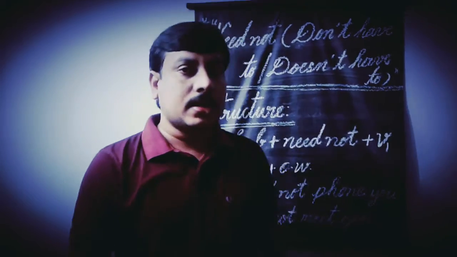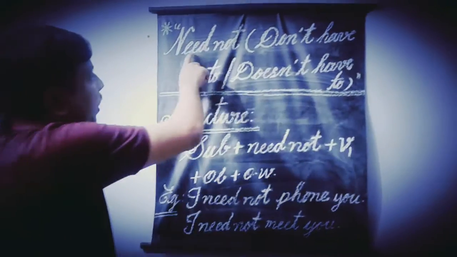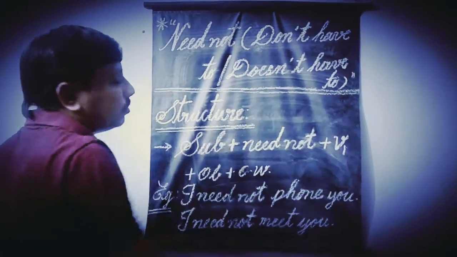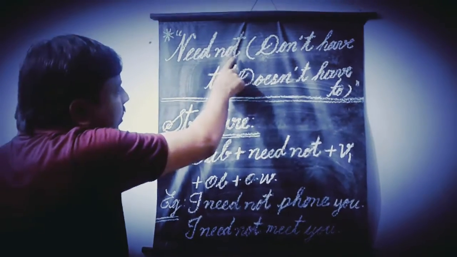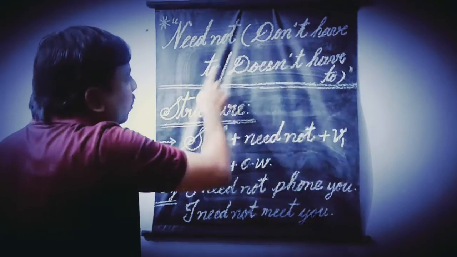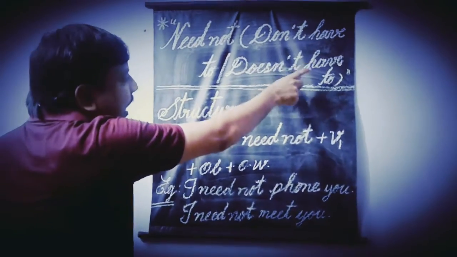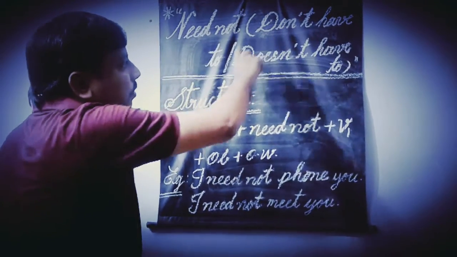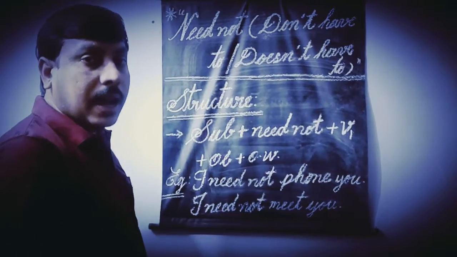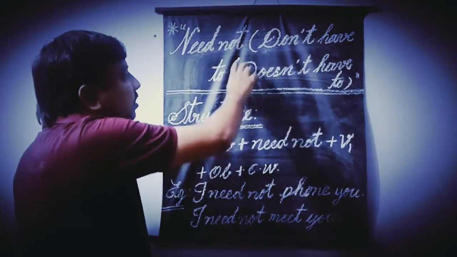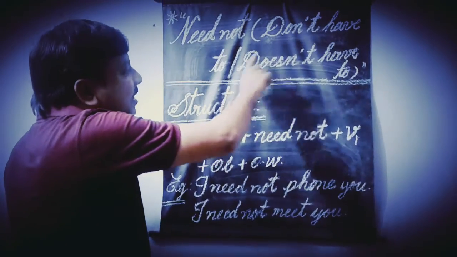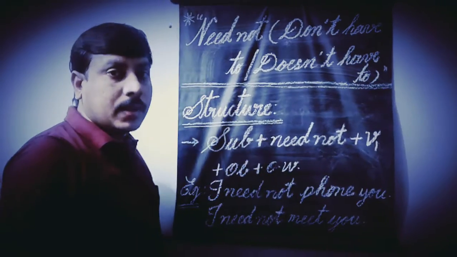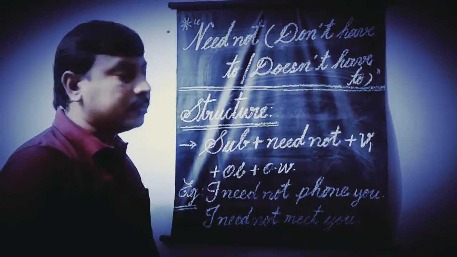Okay, now let us learn very clearly. Here need not means don't have to or doesn't have to. Instead of need not, we can use either don't have to or doesn't have to. Here don't have to is to be used with the subjects such as I, we, you and they, and doesn't have to is to be used with the subjects such as he, she and it.